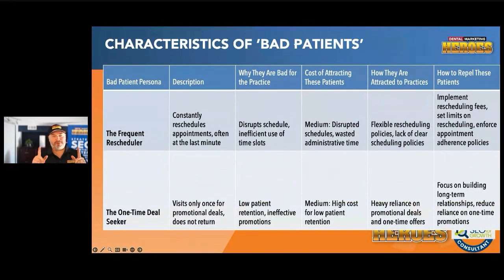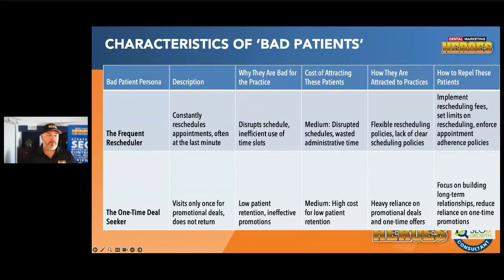Sorry, I was wrong. We have two more. The frequent rescheduler, who constantly reschedules appointments, often at the last minute. This disrupts the schedule. It wastes administrative time. Flexible rescheduling policies can often be the culprit for this, and a lack of clear rescheduling policies. How do you repel them? Implement rescheduling fees, set limits on rescheduling, and enforce appointment adherence policies.